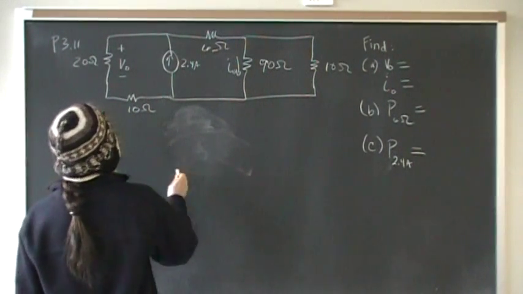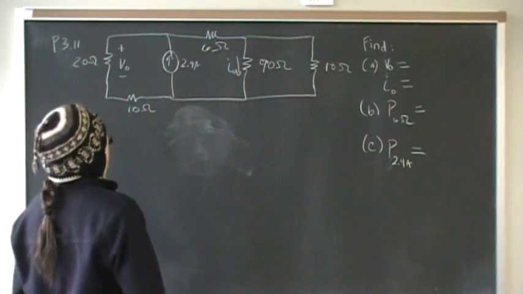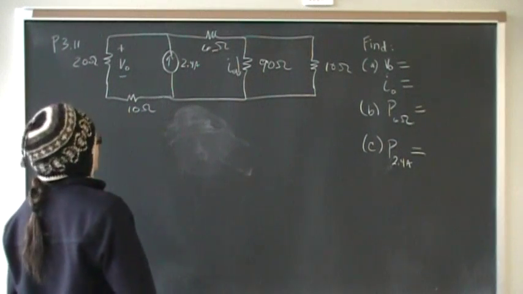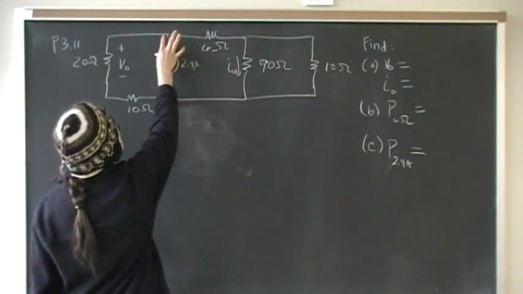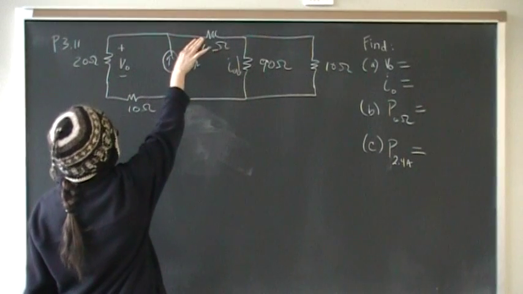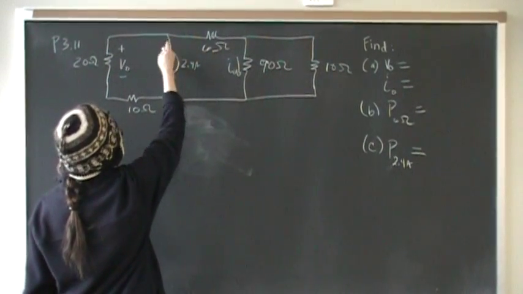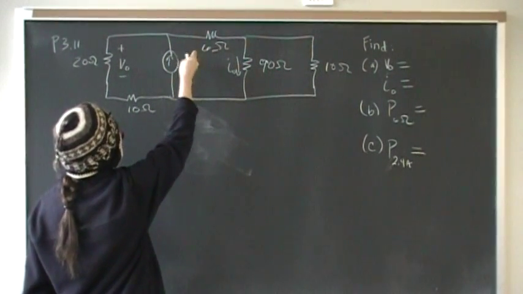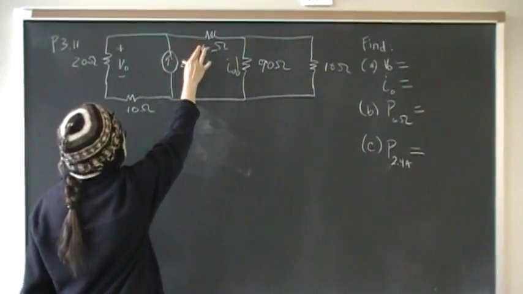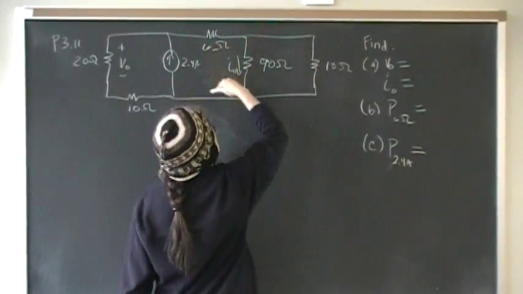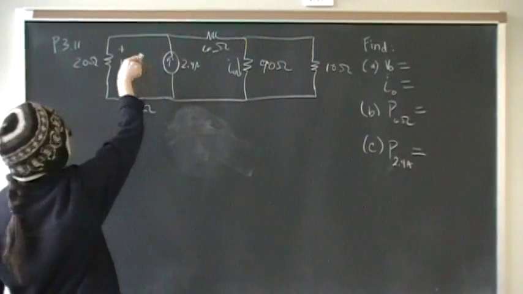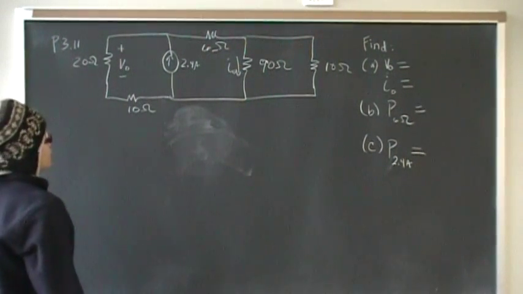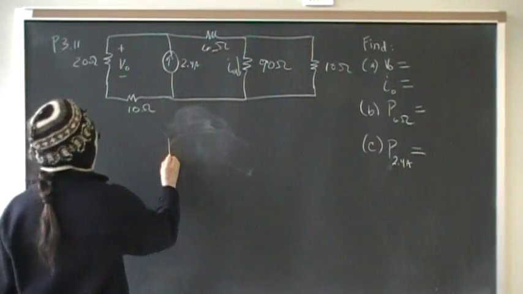So let's get started. The first thing you want to do is simplify this circuit and find the equivalent resistance so that we know how the current, this 2.4 amp source, will split. How much will go here, how much will go here? That means we have to find this branch and this branch and then apply current division to that. So let's get started.